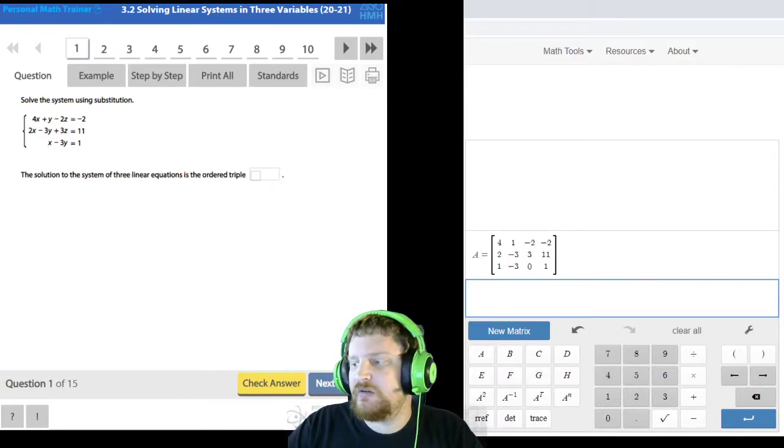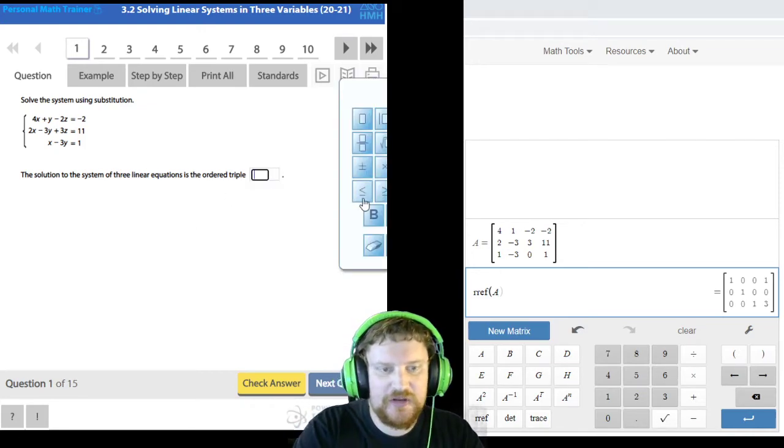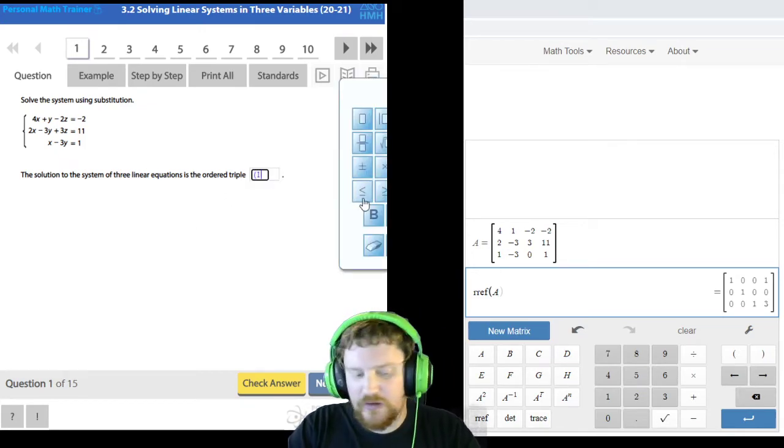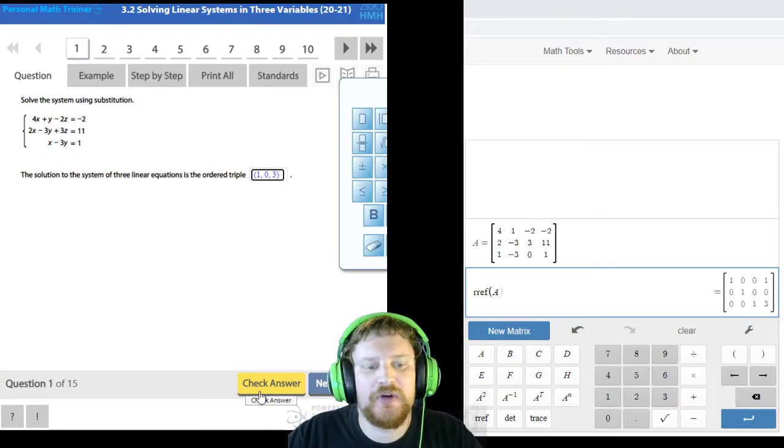We hit enter. Our next step on the matrix calculator is to go to row reduced echelon form, tell it the name of the matrix we're working with, and then we're looking for a diagonal of 1s, which we have, surrounded by 6 zeros, which we also have, and that tells us that our answer is the final column, top to bottom, in that order. So x is 1, y is 0, z is 3. So 1, 0, 3 in that order.